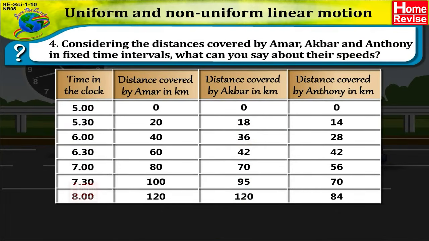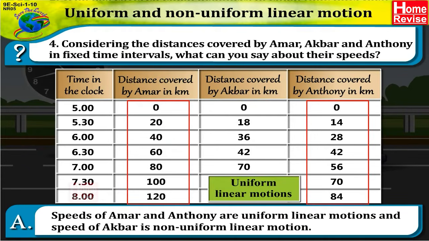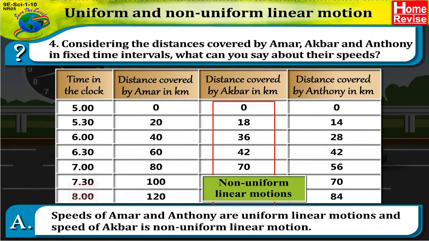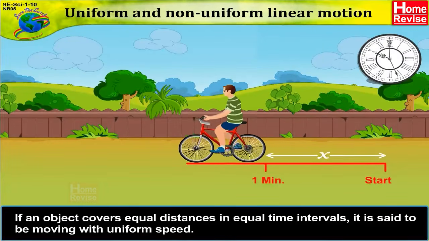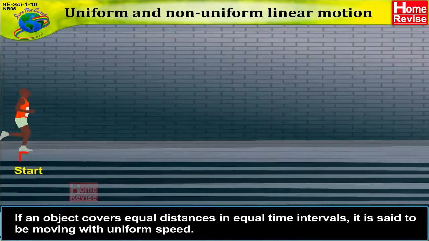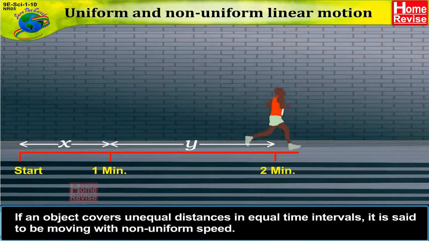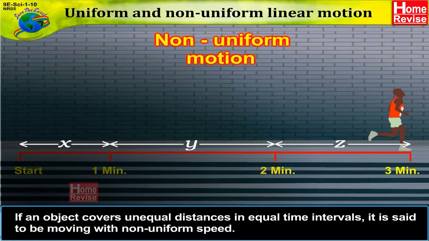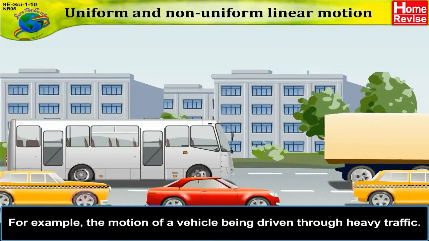4. Considering the distances covered by Amar, Akbar and Anthony in fixed time intervals, what can you say about their speeds? Speeds of Amar and Anthony are uniform linear motions, and the speed of Akbar is non-uniform linear motion. If an object covers equal distances in equal time intervals, it is said to be moving with uniform speed. If an object covers unequal distances in equal time intervals, it is said to be moving with non-uniform speed. For example, the motion of a vehicle being driven through heavy traffic.